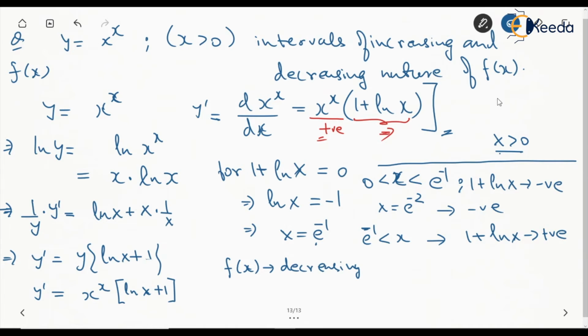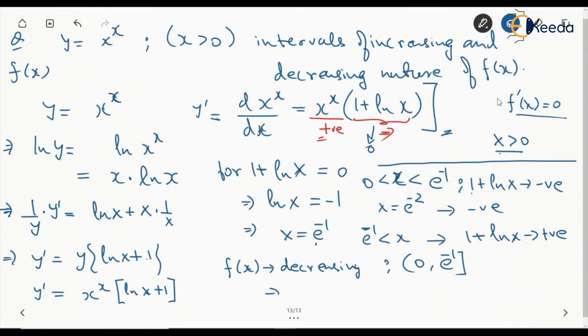When I say decreasing, I'm not talking about strictly decreasing, right? We are including f dash of x equal to 0 and f dash of x less than 0. If it is strictly increasing or decreasing, it will always be mentioned. So for f of x to be decreasing, the interval can be 0 to e to the power of minus 1. If you want, you may not include e to the power minus 1, but if you include it, 1 plus ln x is going to be 0, and that is also okay, because the derivative of f of x will be 0. If we are not talking about strictly decreasing, then the derivative being 0 is fine.